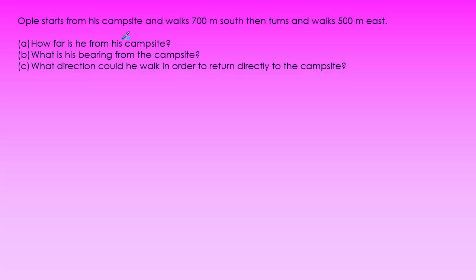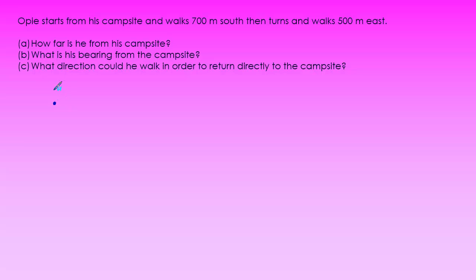OP starts from his campsite and walks 700 meters south and then turns and walks 500 meters east. How far is he from his campsite? What is his bearing from the campsite? And what direction could he walk in order to return directly to the campsite?